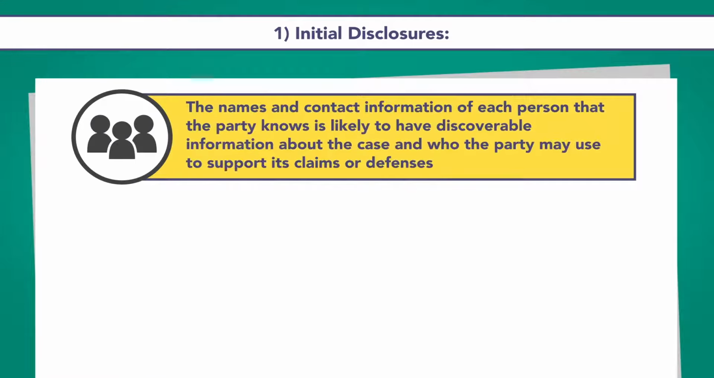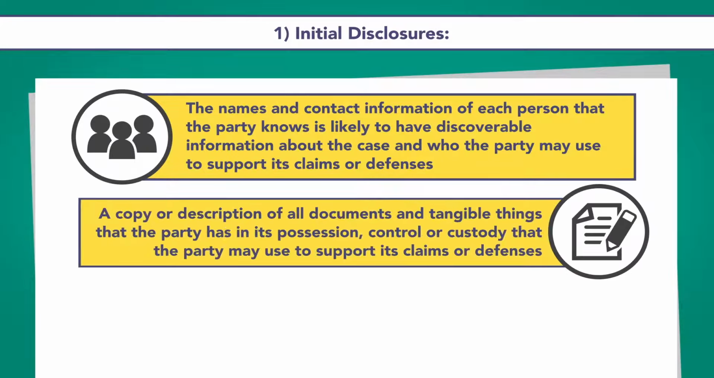Initial disclosures must include the names and contact information of each person that the party knows is likely to have discoverable information about the case, and who the party may use to support its claims or defenses, as well as the subjects of the information that such parties may have.